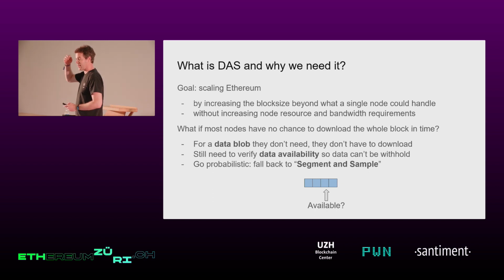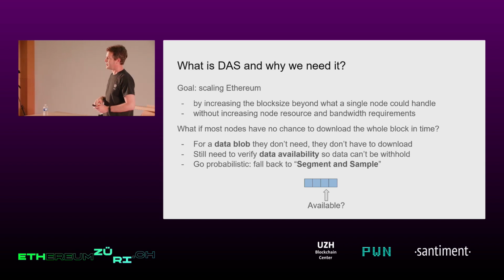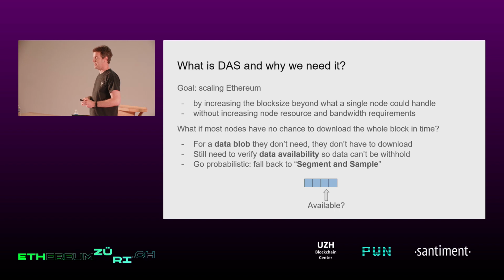So what is data availability sampling and why do we need it? As I said, we are focusing on the Ethereum context. Data availability sampling is a generic technique, but in the Ethereum context, it's really the new key to scale Ethereum. So the goal is to increase the block size beyond what a single node can handle, without making the nodes heavy, so without changing the requirements on the nodes themselves. So the question we should pose ourselves is how can we increase the block size so that we put ourselves in a situation where nodes cannot download the block and yet have the system working.